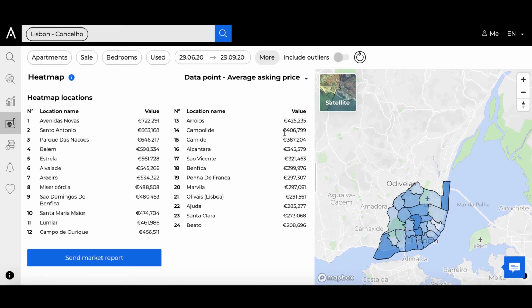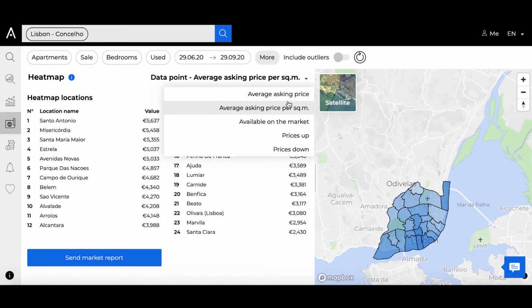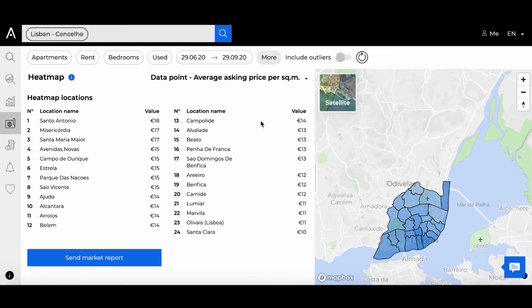that Campolide is the 14th most expensive area in Lisbon. If I go by asking price per square meter, you can see it here again. And you can see that the difference between the asking price per square meter between, say, Santo Antonio and Campolide is 3,908 to 5,637, so a little over 1,700 per square meter. Now if I go on the asking price per rent here, then I can see that the asking price per rent for Santo Antonio is only €4 per square meter higher than Campolide. So this is roughly 20 to 25% higher.